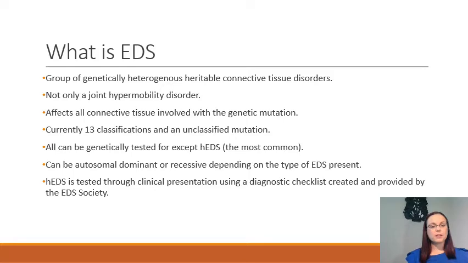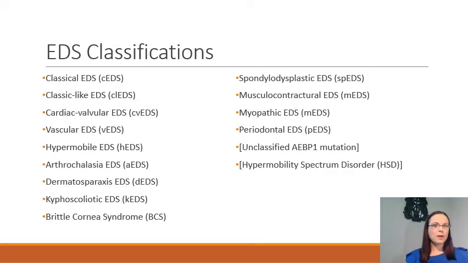And hypermobile EDS is currently tested through clinical presentation using a diagnostic checklist that came out in 2017 and is provided by the EDS Society and can be found on their website. So here are the different types of classifications for Ehlers-Danlos syndrome.